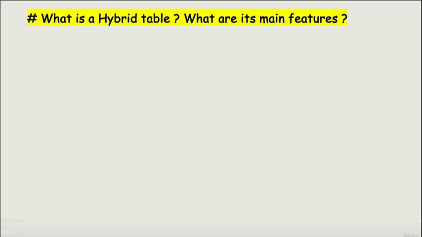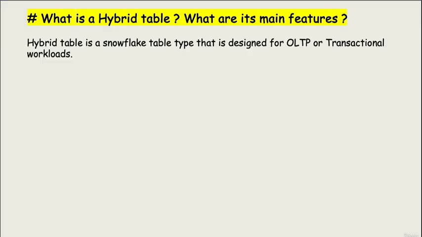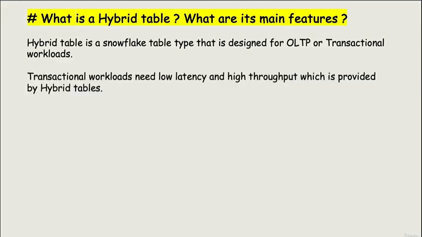What is a hybrid table? What are its main features? Hybrid table is a table type introduced by Snowflake that is designed for OLTP or transactional systems or workloads. Such systems, which are basically transactional or operational systems, need low latency and high throughput due to the number of transactions that are processed every minute. The number of transactions being processed is very high in transactional systems.